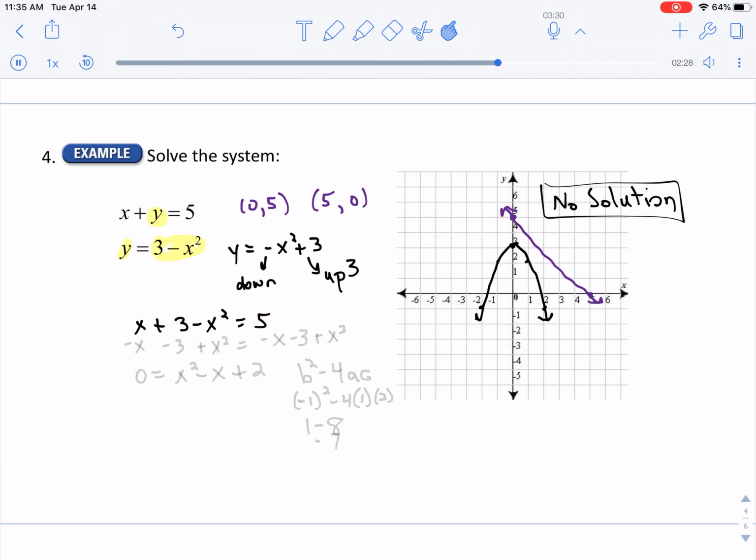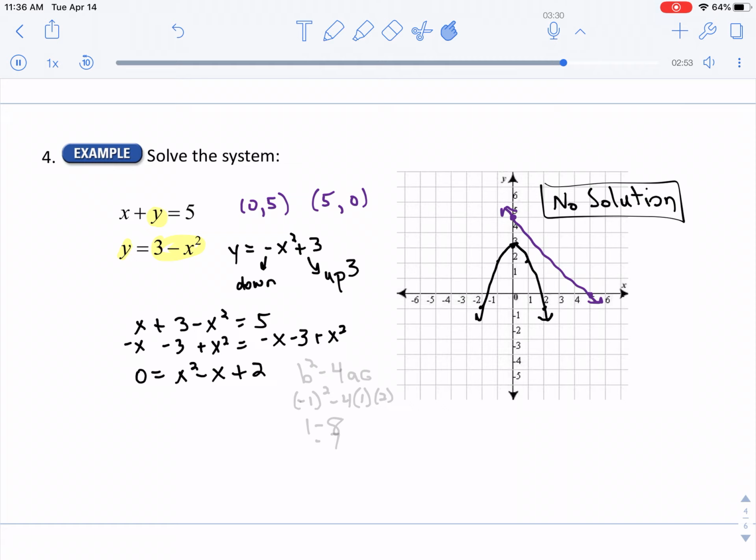And so then I'm going to get everything over to the right, so I'm going to subtract x, subtract 3, and add x squared to both sides. So I get 0 equals x squared minus x plus 2. Now that doesn't factor, so I'm going to use the quadratic.